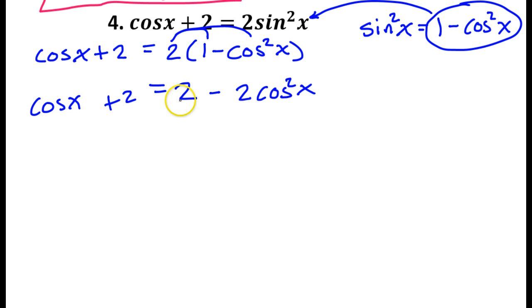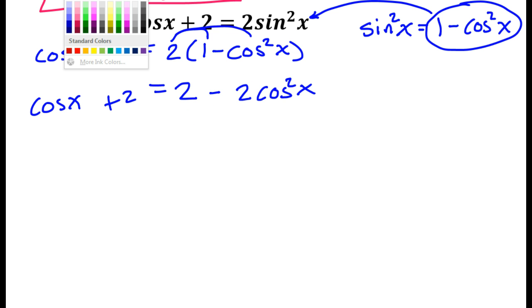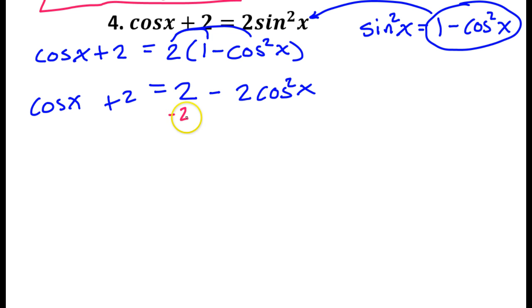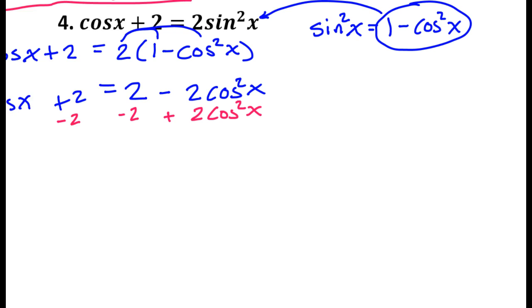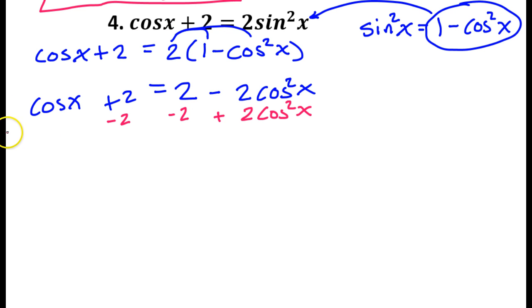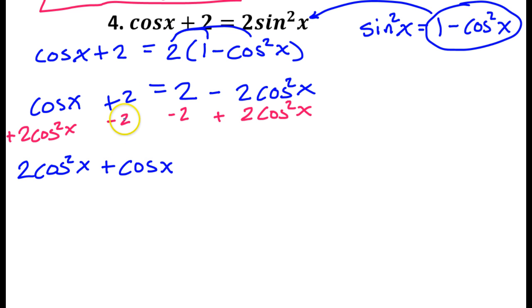Now let's get everything on one side. So I'm going to move these over to the left. So if I subtract 2 from both sides and add 2 cosine squared x to both sides. Now there are no like terms here, so it's going to wind up just sitting in the front. 2 cosine squared x. You can't put these together, so they're going to wind up side by side. So I'm going to wind up with 2 cosine squared x that I just brought down, and then I'm going to bring down the cosine x. Now these cancel out, so that's just going to equal 0.